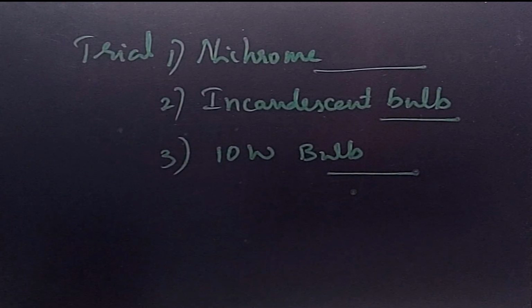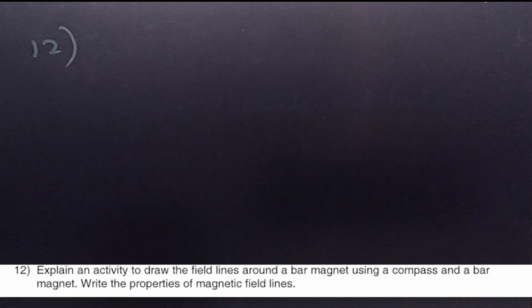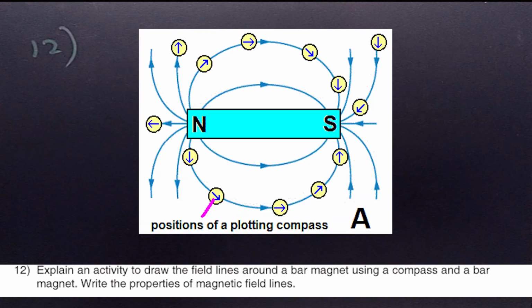Coming to the next question, 12th question. Explain an activity to draw the field lines around a bar magnet using a compass and a bar magnet and write the properties of magnetic field lines.